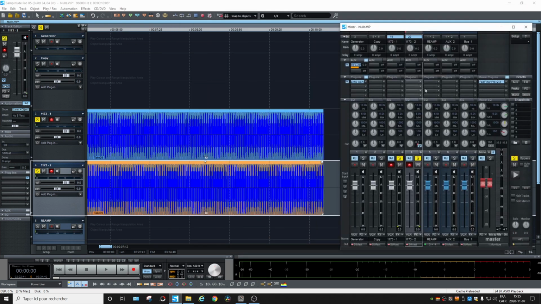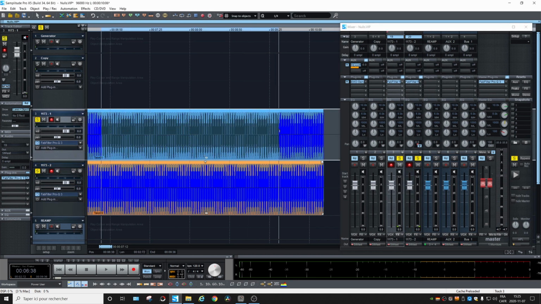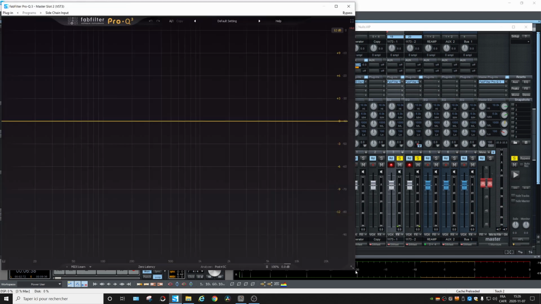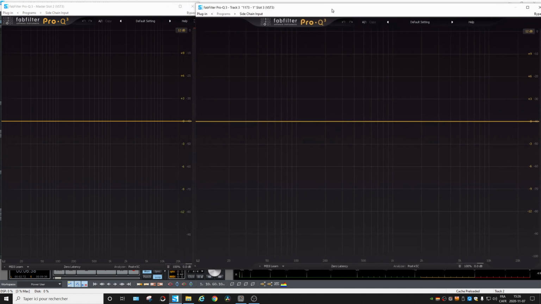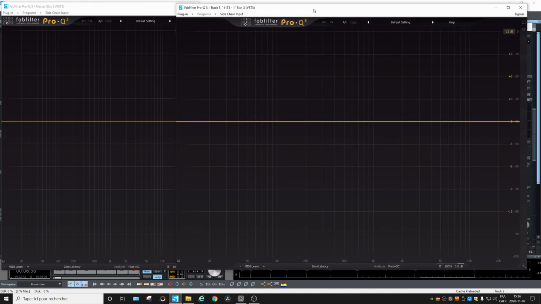So I'm going to put the same EQ on both, and we're going to do a loop and play, and I'm going to change one of the EQ and see what it makes as a difference. So at your left will be the output EQ, and on your right will be the EQ of the track. So let's play.